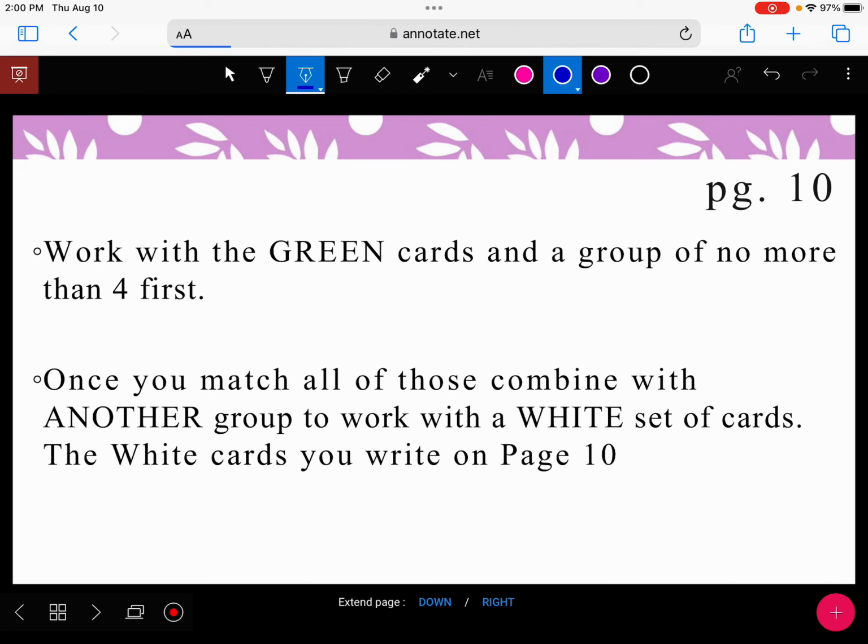Missing one of mine. White. Okay. He's got the cards in here.